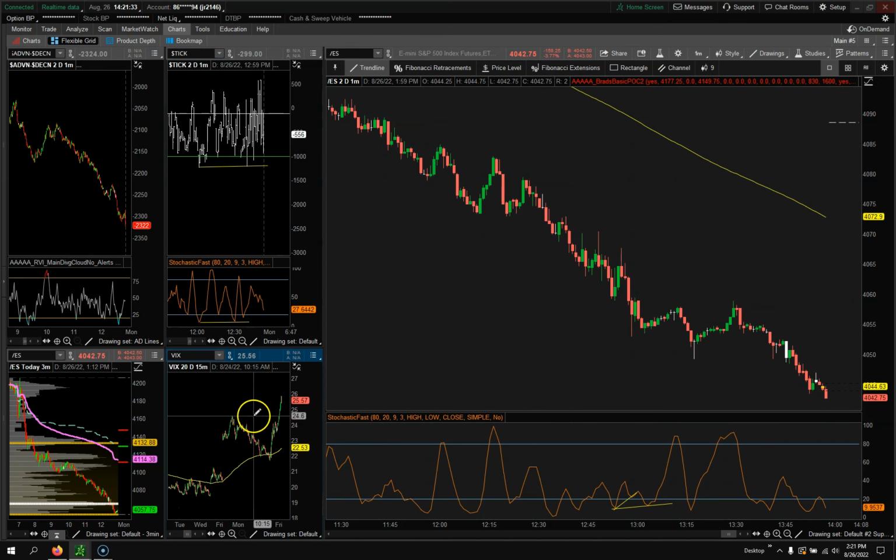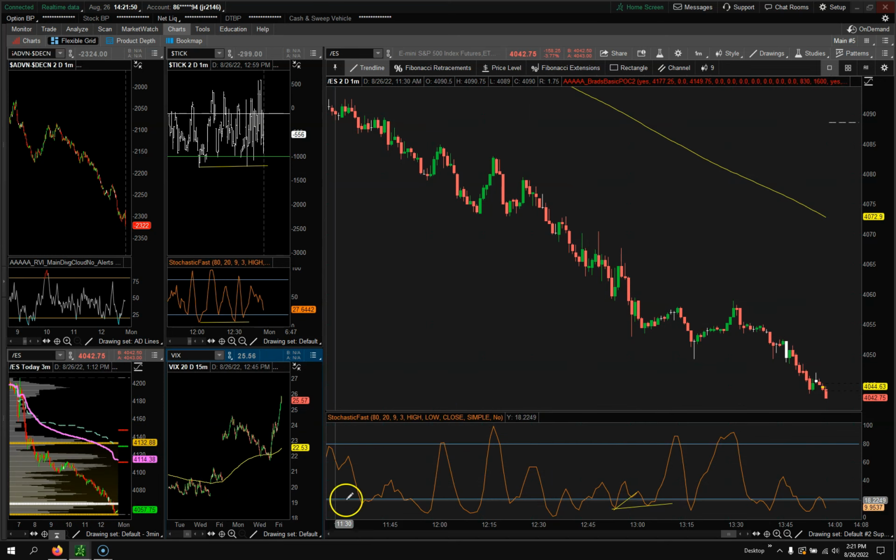And I look for, hey, is the VIX starting to rise? What's going on? The market's getting bearish, things like that. And then over here, my today-only 3-minute chart for market profile. I love this chart.